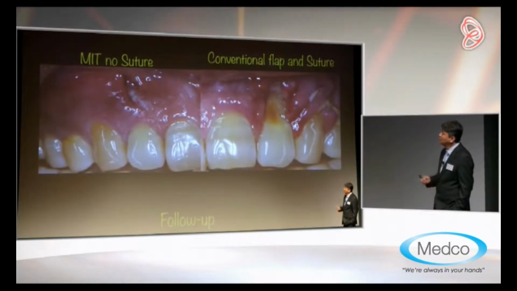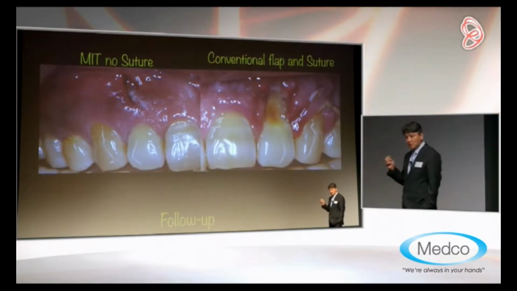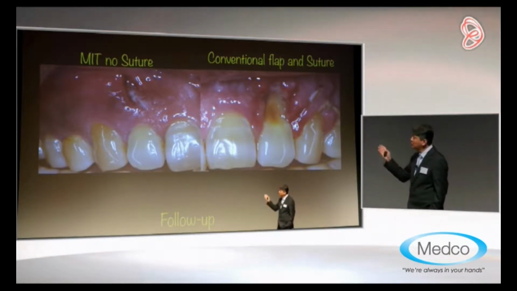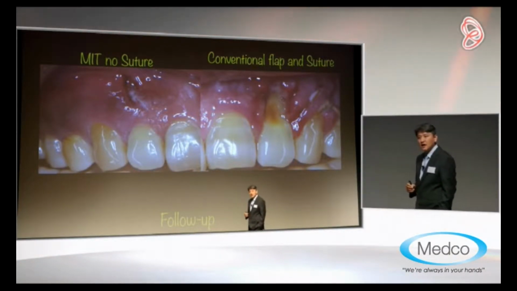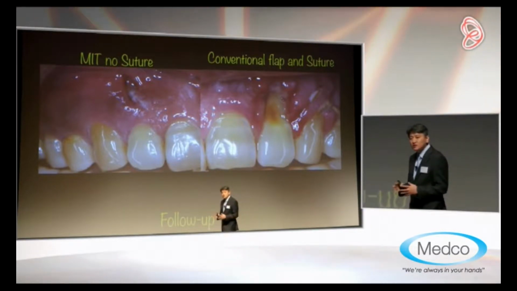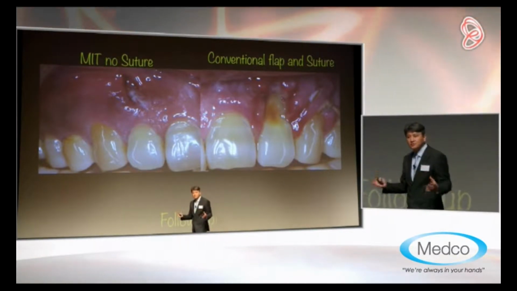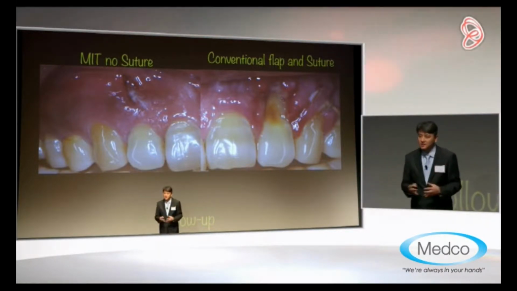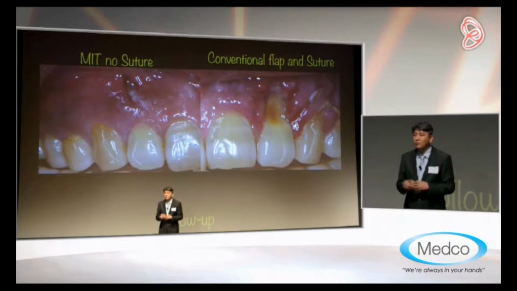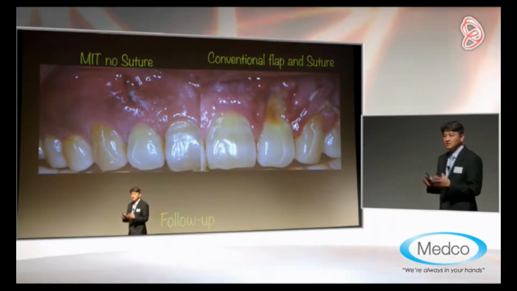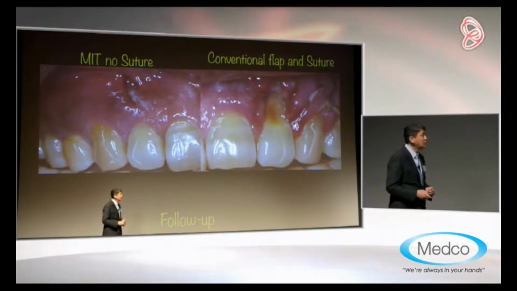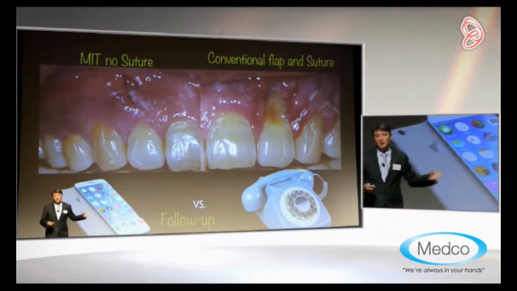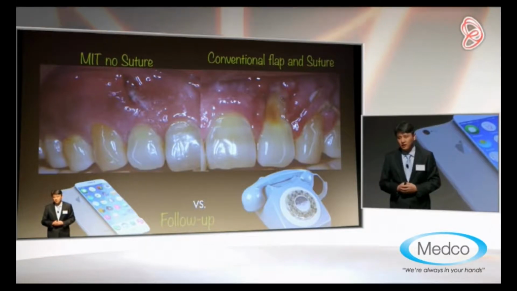We've done many split mouth studies, and they show that when we use the MIT technique without any suture, the results are fantastic. But when we use the conventional technique with lots of sutures and flap, the body doesn't heal the same, because we have done more damage to our patient. So it is very important to update our techniques and our instruments so that we don't practice with a rotary phone on our patients.